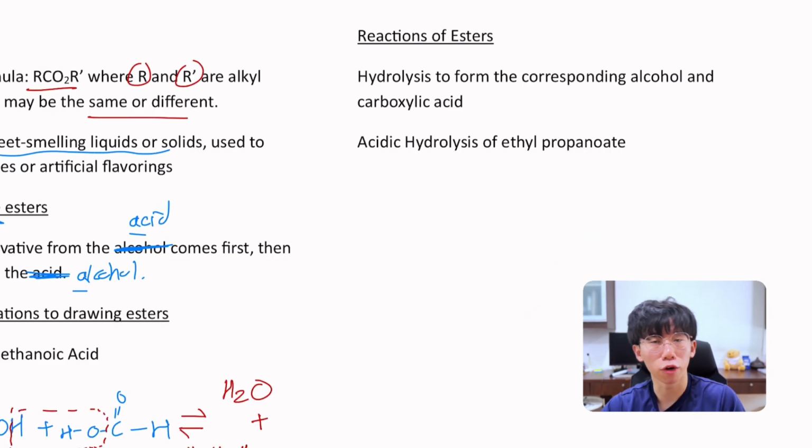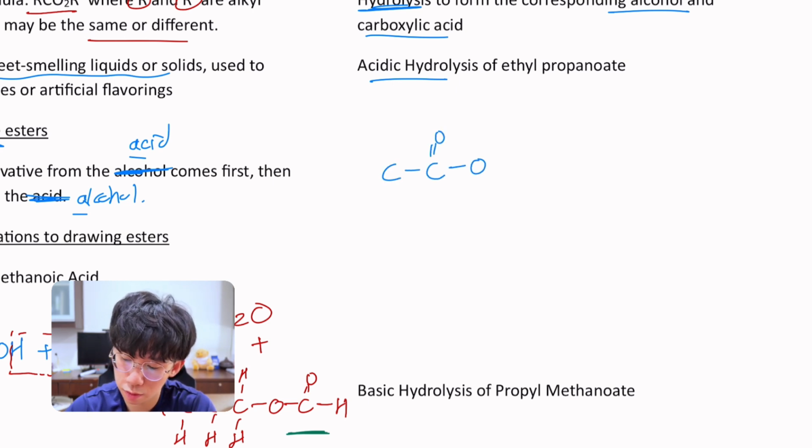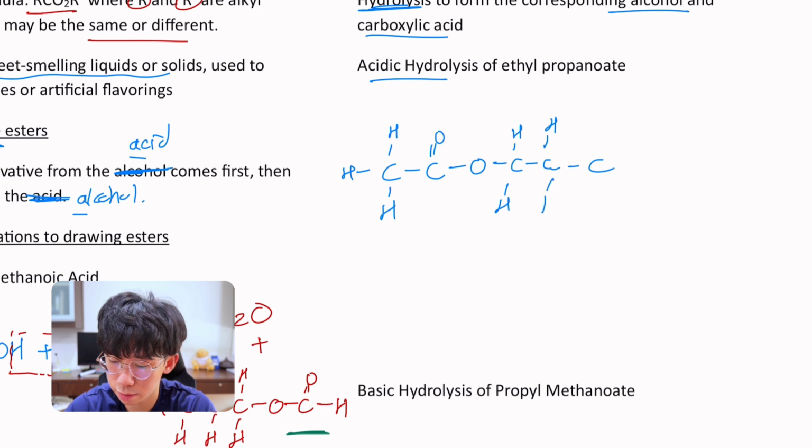How about the reactions of your esters? While you can produce esters via a condensation type of reaction, your esters can also do the reverse, which is hydrolysis, using water to break up the ester group. So, if I want to find out the products of the acidic hydrolysis of your ethyl propanoate, I'm going to draw out the ethyl propanoate first. Ethyl, so there's 2 carbons on the side with the C double bond O, and then there's 3 carbons on the other side.